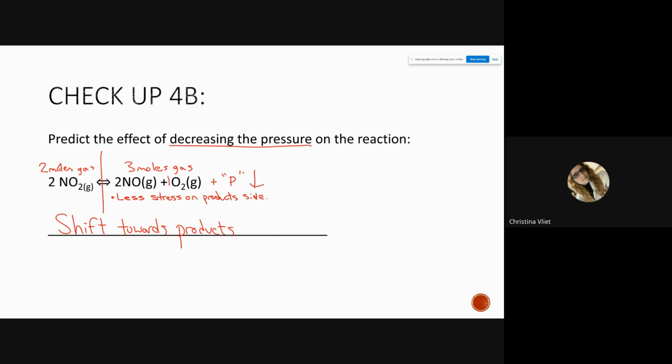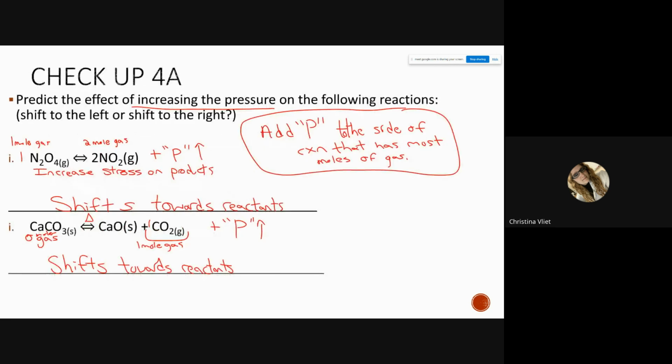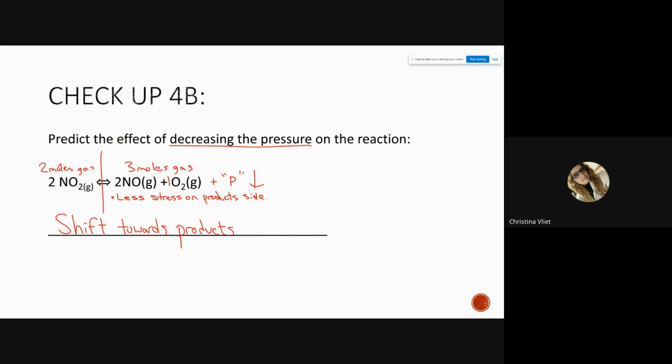There are 3 moles of gas on the product side. That's the side where pressure is. So if you decrease the pressure, you're decreasing the pressure more on this side versus that side. And in the last one, pressure was on the product side because you had 1 mole of gas versus 0. In every example you've seen, the most moles of gas have been on the product side. That doesn't mean it will always be, but that's every example we've seen. 1 versus 2, 0 versus 1, 2 versus 3.